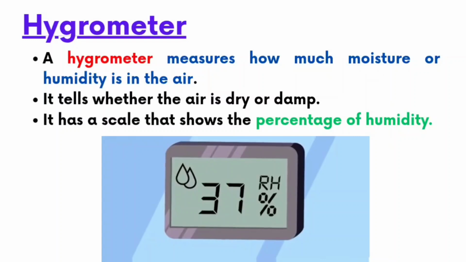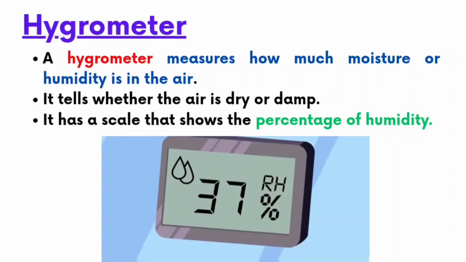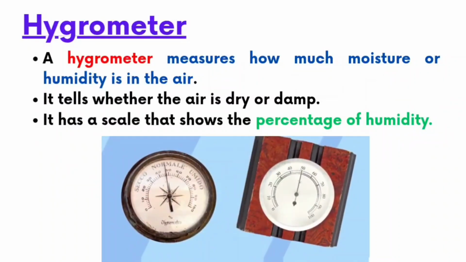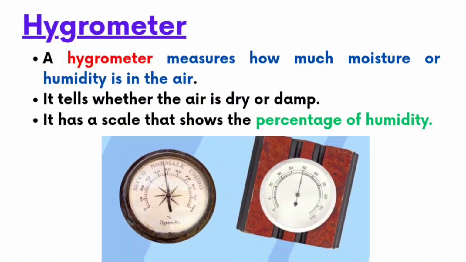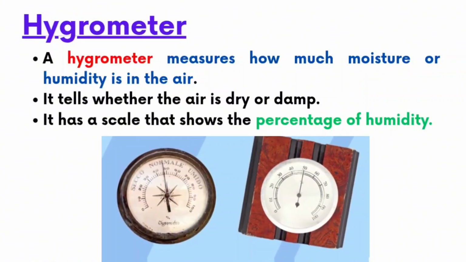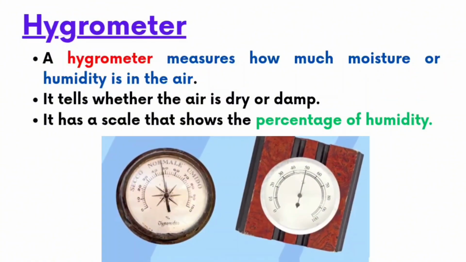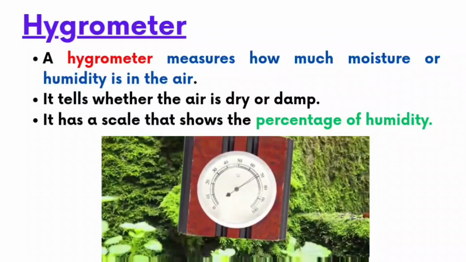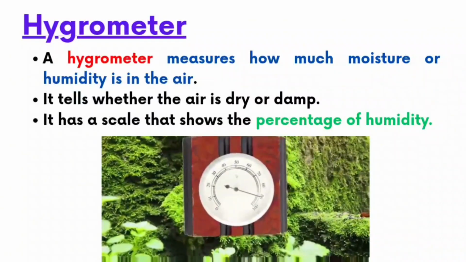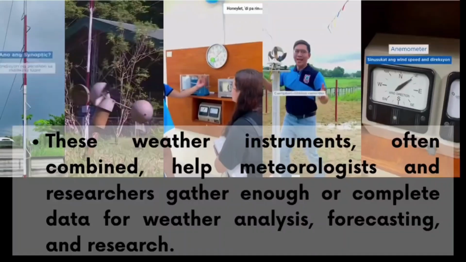Hygrometer. A hygrometer measures how much moisture or humidity is in the air. It tells whether the air is dry or damp. It has a scale that shows the percentage of humidity.